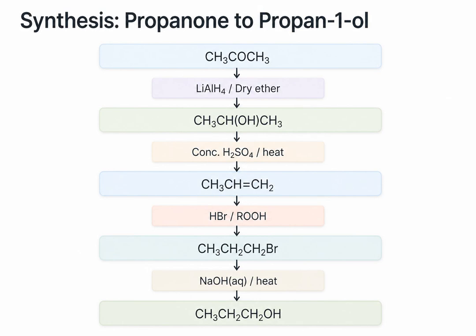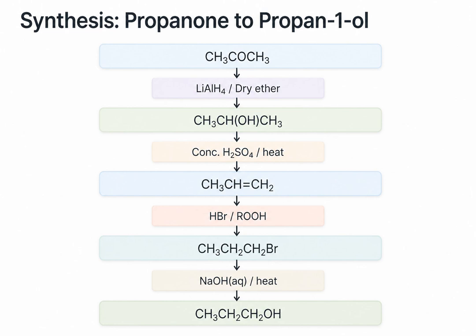Let's look at the synthesis of propan-1-ol from propanone. We start by reducing the ketone using lithium aluminum hydride in dry ether to form the secondary alcohol, propan-2-ol. Next, we dehydrate this alcohol using concentrated sulfuric acid and heat to yield propene.